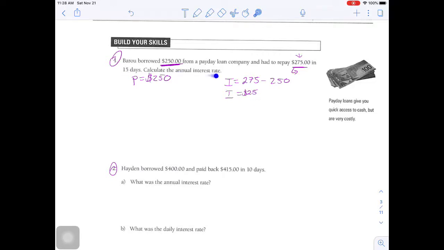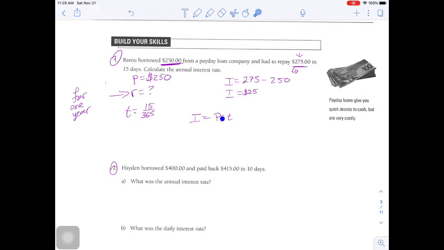It wants you to find the interest rate. So R is our question mark. Okay. And remember, anytime you do loans, they are based on the rate for a year. So we need to know, okay, 15 days, what's that a fraction of a year? So T will be 15 divided by 365. Okay. So from there, we can use our I equals P times R times T. And here we're going to try and find what R is. So let's plug in our values.